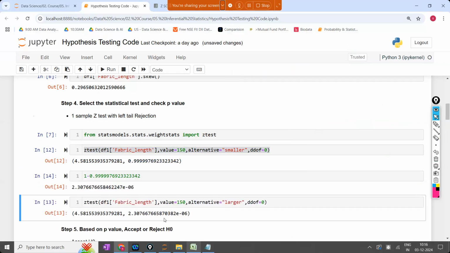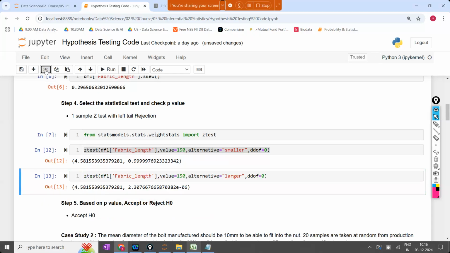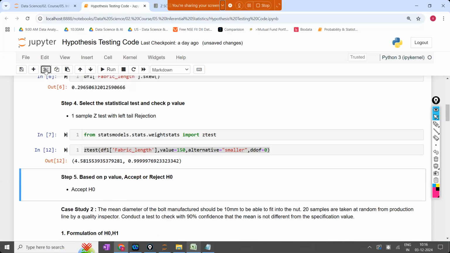If else: if the person has selected smaller, what he has to do; if the person has selected larger, what he has to do; if the person has selected two-sided, what he has to do. Internally, the code was written in that way. Are the points clear for everyone? So directly here itself, you can conclude everything.